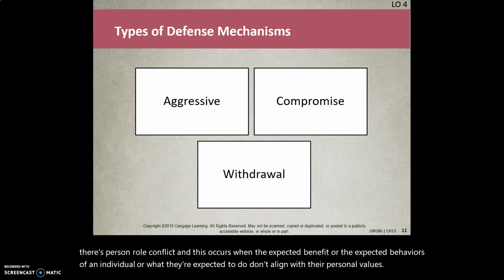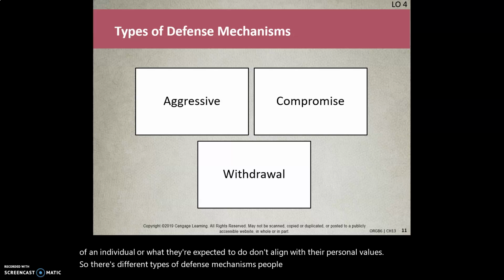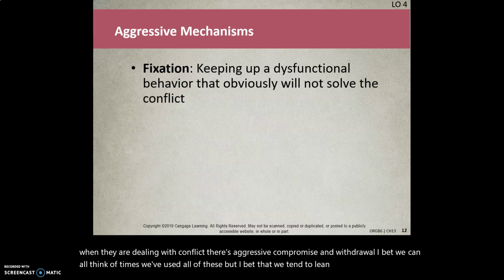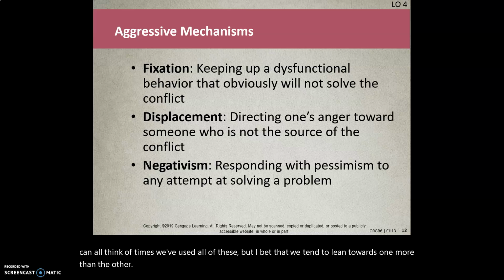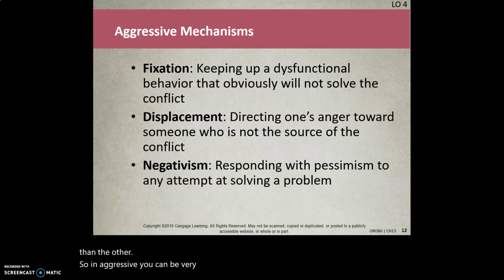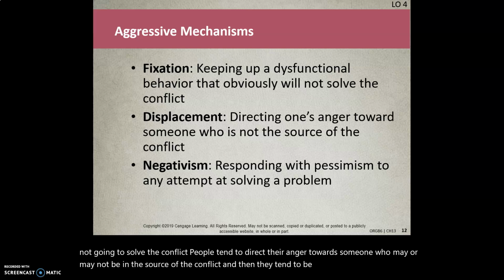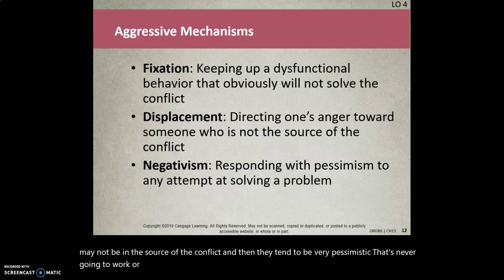So there are different types of defense mechanisms people take when they are dealing with conflict. There's aggressive, compromise, and withdrawal. I bet we can all think of times we've used all of these, but I bet that we tend to lean towards one more than the other. So in aggressive, you can be very fixated. It tends to maintain that dysfunctional behavior that's not going to solve the conflict. People tend to direct their anger towards someone who may or may not be the source of the conflict, and then they tend to be very pessimistic. Oh, that's never going to work, or whatever that might be. I would say it's not the best coping mechanism.